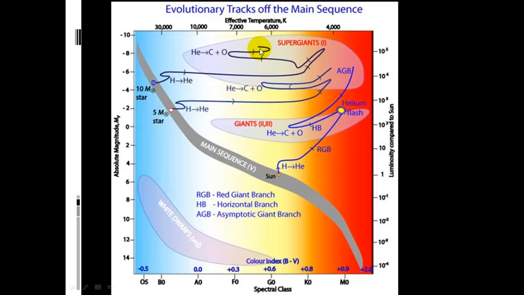And then of course after each of these, in this case for example the 10 solar mass star, this will become a supernova. This will happen at this point here, and then very quickly it will become a neutron star, so it becomes very, very dim afterwards.